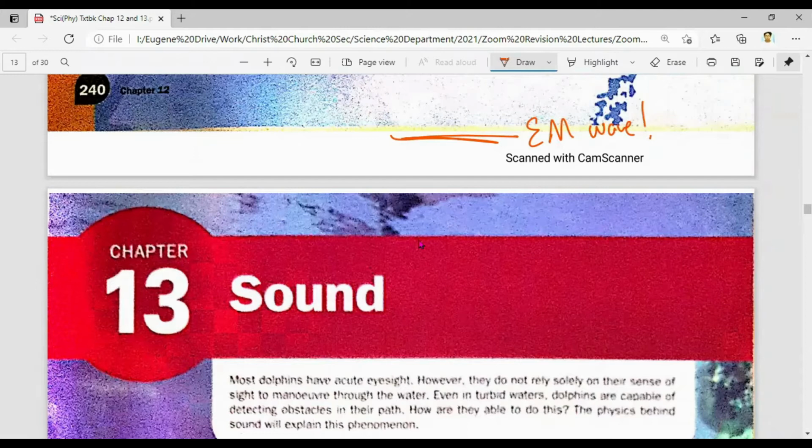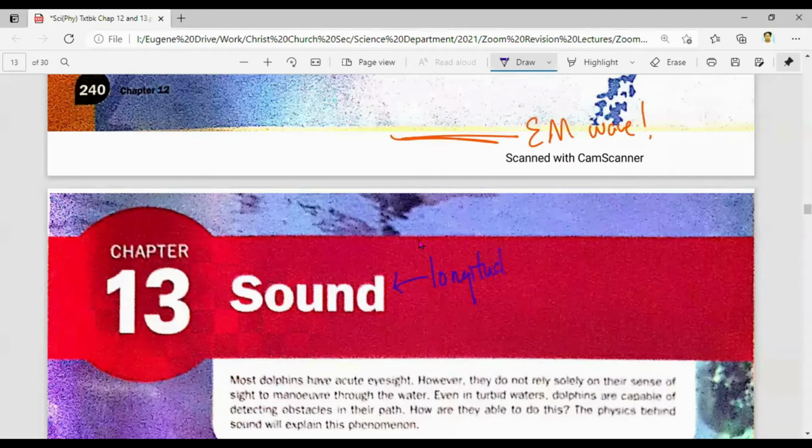So EM wave is a transverse wave. It's called the electromagnetic wave. Now we go on to sound. Do take note, sound and EM wave, why are the chapters back to back? It's really because we are looking at transverse waves and longitudinal waves and comparing them. So sound is a longitudinal wave. In your syllabus, as I mentioned before to many of you, sound is sort of the only longitudinal wave that you have picked up.